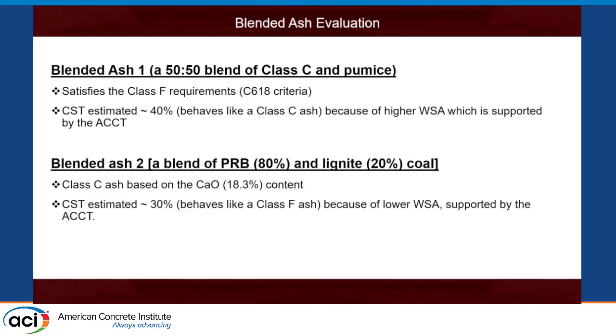Now, the second blend is PRB 80% and lignite 20%. You see, this is qualified. This is based on CAO 18.3. It's a class C, almost class C ash. But because it doesn't contribute any water-soluble alkali, 30% is good enough. So although it sounds like a class C, it is behaving as a class F.